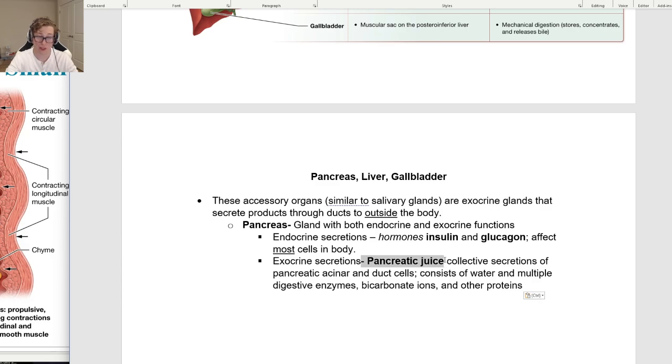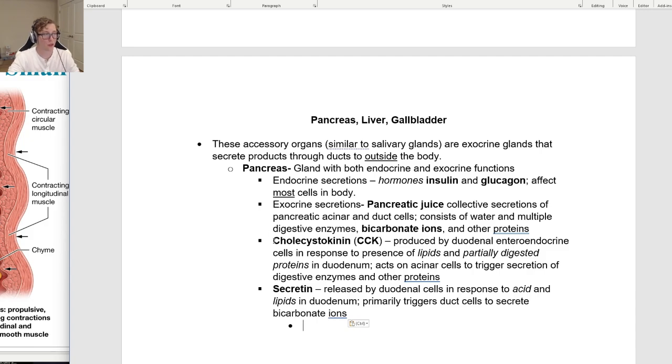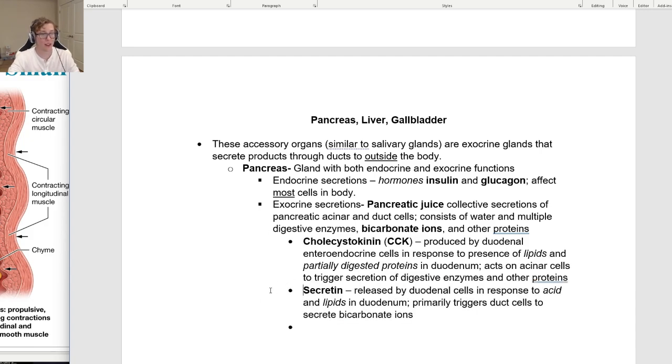We're now a little bit more focused on the exocrine function of the pancreas, where we have pancreatic juice. It is the collective secretions of pancreatic acinar and duct cells. It consists of water and multiple digestive enzymes, bicarbonate ions, and other proteins. Now, I want you guys to know 2 things in this pancreatic juice. You have cholecystokinin and secretin.